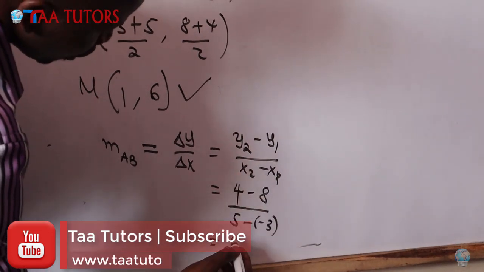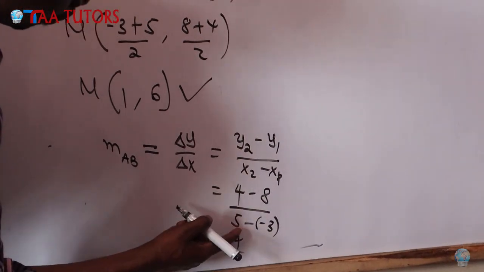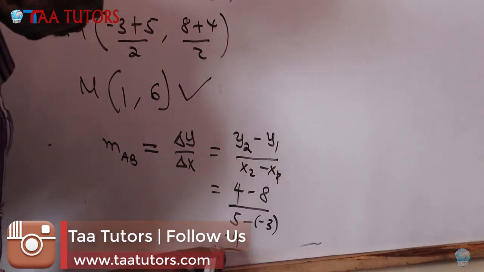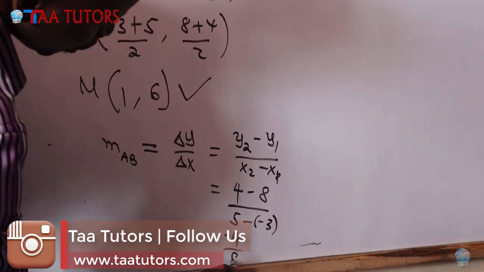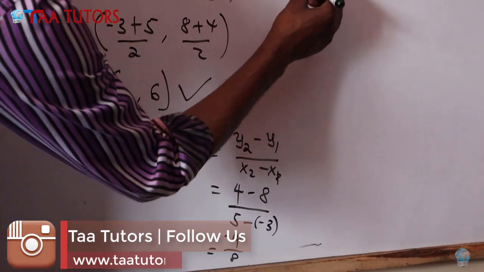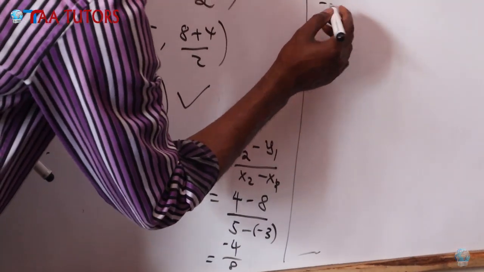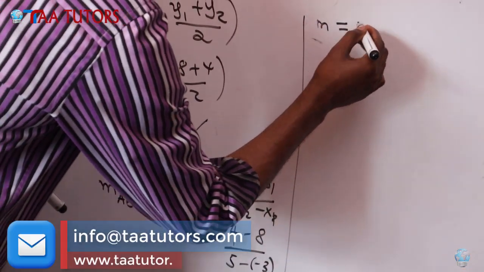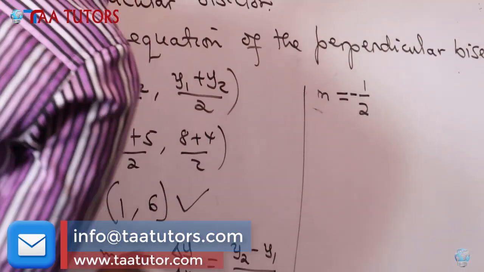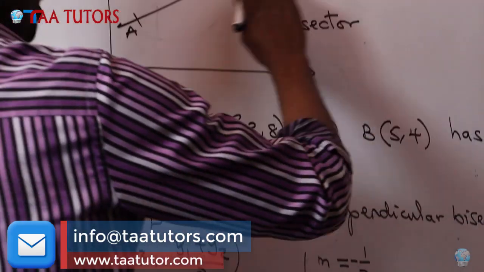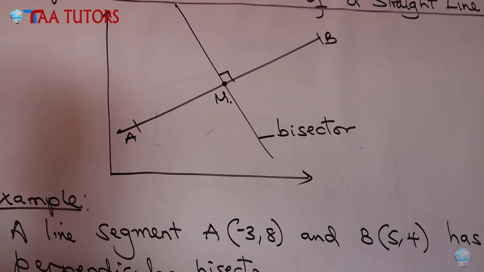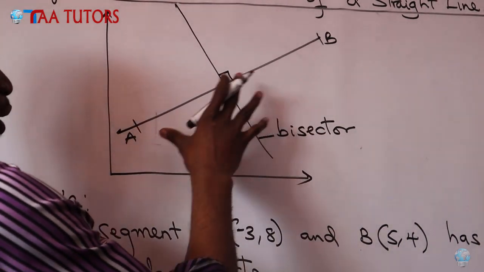This is going to be -4 over 8. So if you have that, that one will give us -1/2. So the gradient is -1/2. That's the gradient of line AB. Now if the gradient of line AB, I know the way I've drawn it doesn't show negative, but it was just a sketch.